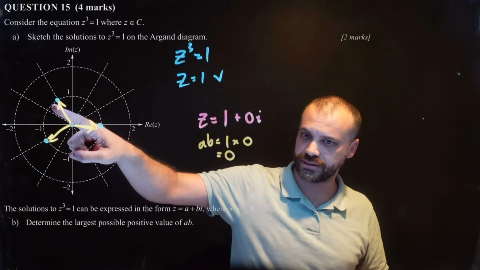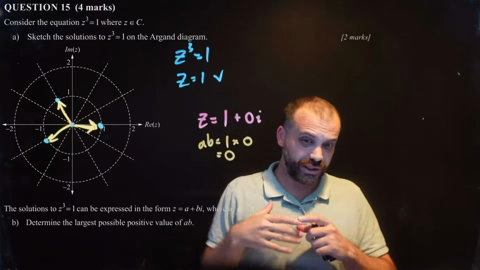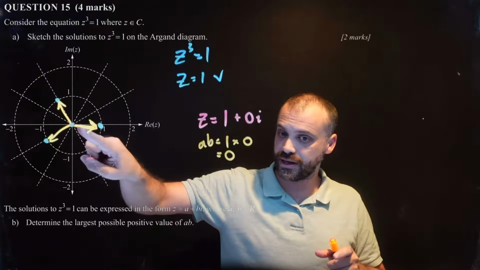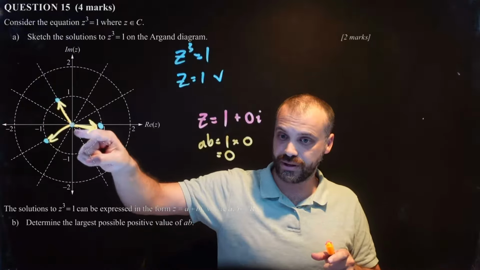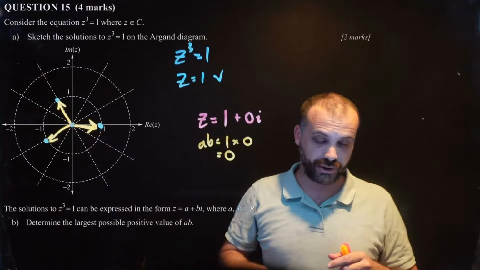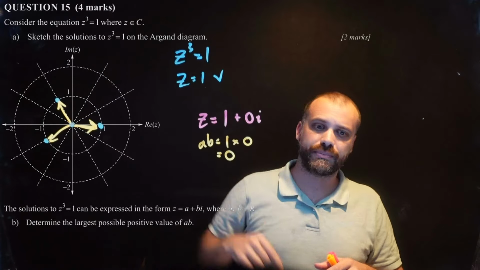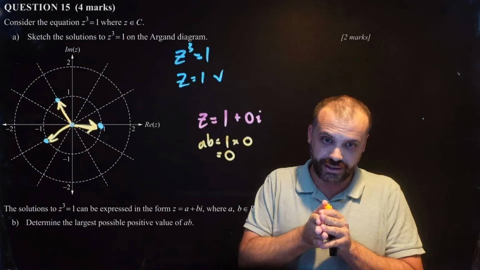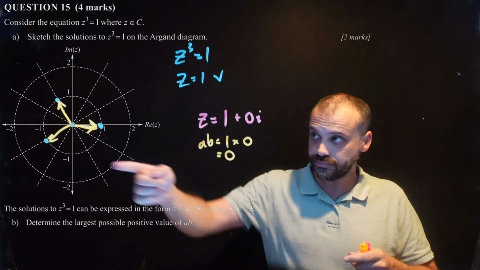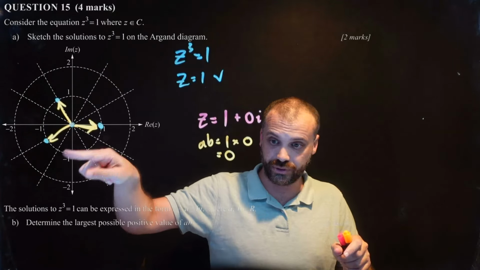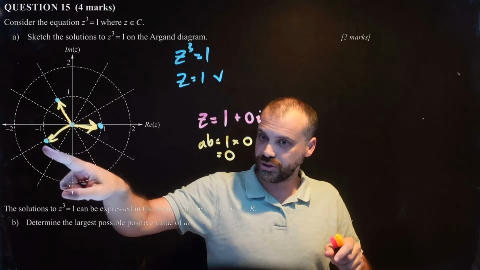What about this one here? I'm not even going to bother calculating, because when I'm looking at this one, I've got a negative real component and a positive imaginary component. If I multiply those together, I'm going to get a negative answer. So this is not the solution I'm looking for. The solution I'm looking for is here.